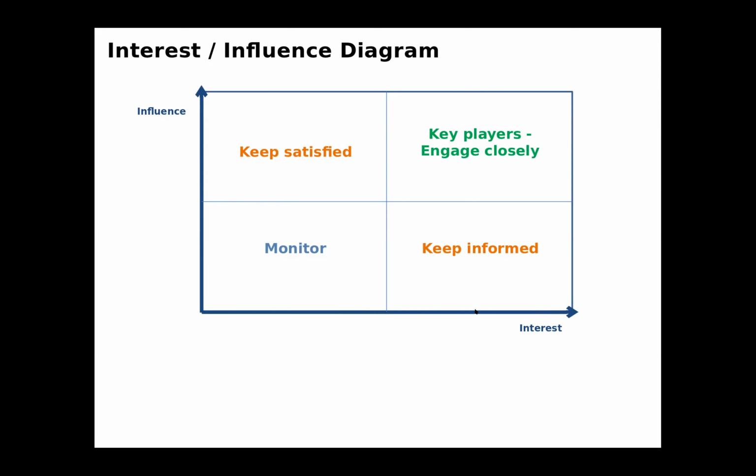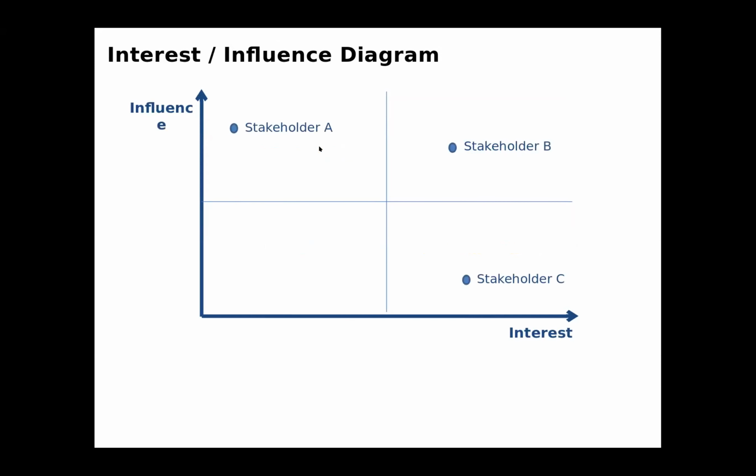Those who are really interested but not that influential, you tend to keep informed. They're interested in what you're doing, so they want to hear about it. And those who are not that interested but could be very influential and could put a kibosh on what you're trying to do, you tend to want to keep satisfied. And then we just simply map the various stakeholders that we identify onto that map.